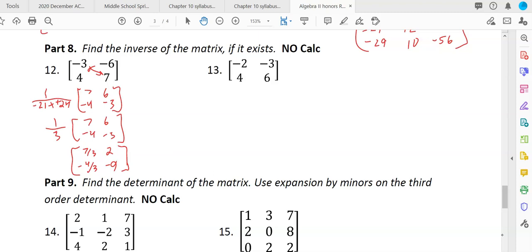Okay, let's find this one. So this is the 1 over the determinant, so 1 over negative 12 minus negative 12. That's going to be 1 over 0, which is undefined. There is no inverse. We don't have to keep going.